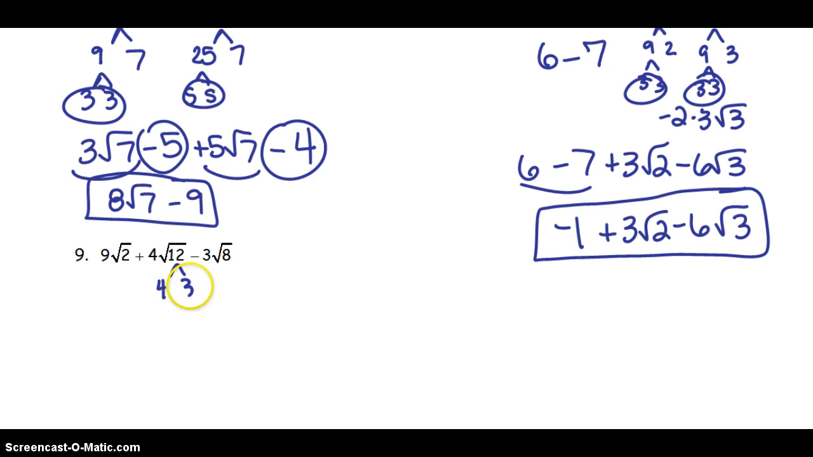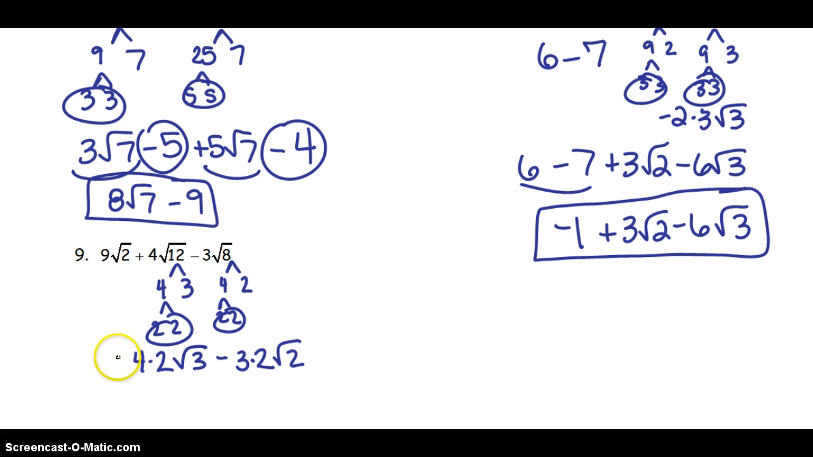12, we can break down to 4 and 3, 2 and 2. So the 2 is going out in front with the 4. And let's see, the 4 and 2, 2 and 2. The 2 is going out in front with the 3. So if we combine the 4 and the 2, that's 8 root 3. 3 and 2, that's 6 root 2. And then we still have a 9 root 2 here in the front.